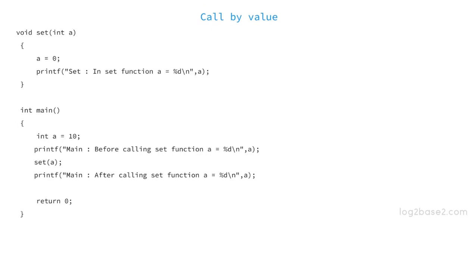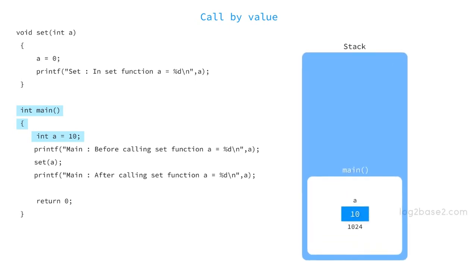First, let us discuss the call by value method. So consider this simple C program. We have the main function and a user-defined function set. As we know, program execution begins from the main function. So in main, first we have an integer variable declaration for a. Suppose it is created at address 1024, and we assign the value 10 to it.